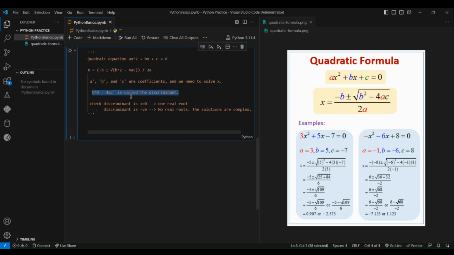First, find b squared minus 4ac, which is called the discriminant. Conditions for discriminant: if the discriminant is greater than or equal to 0, return 2 real roots. If the discriminant is negative, return no real roots. The solutions are complex.